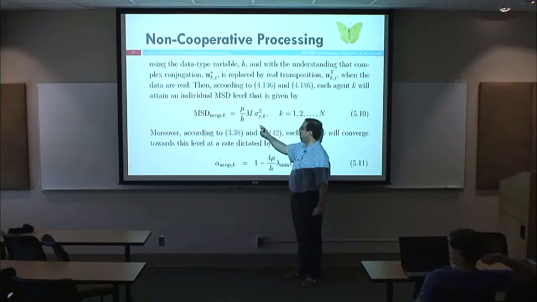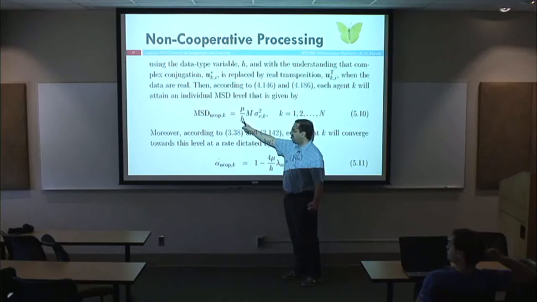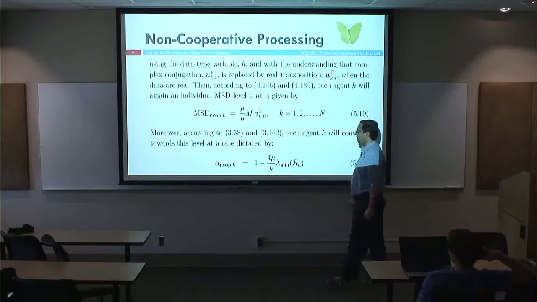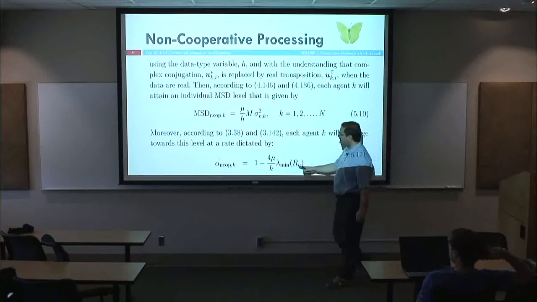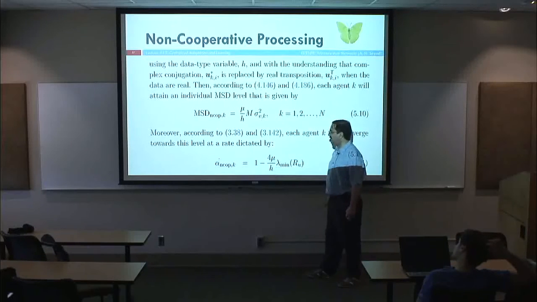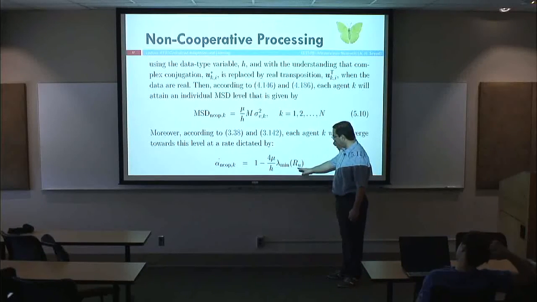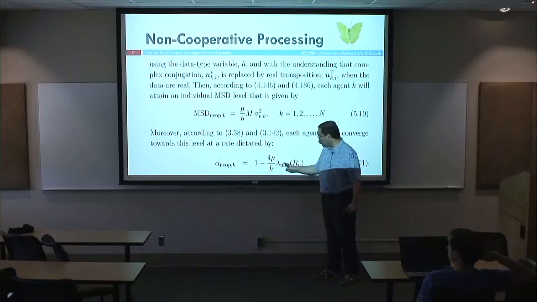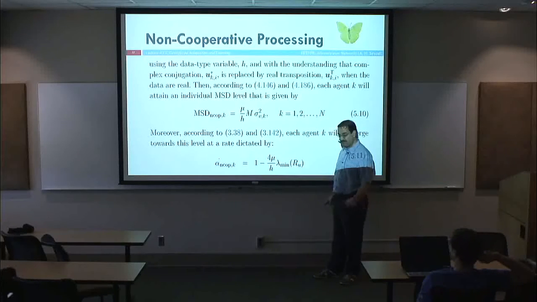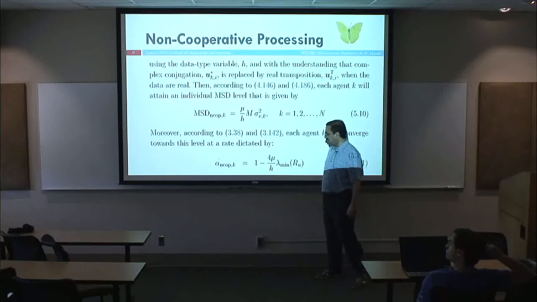Mu times the size of the regression data, or the size of the filter, times the noise at location K. If you are dealing with real data, H is 1. If you are dealing with complex data, H is 2. So H is just a constant, don't worry much about it. And the convergence rate, at which you will arrive at that steady state value, is given by lambda min of the Hessian matrix, which is 2 lambda min, so that's why you had 2 mu here, it becomes 4, because 2 comes from the lambda min of the Hessian. And the Hessian is 2 RU in this case, divided by H.